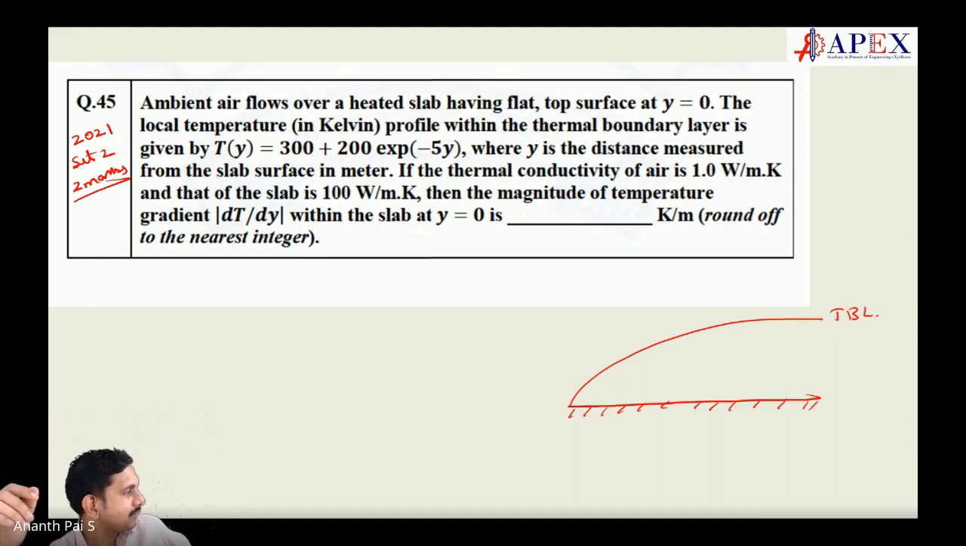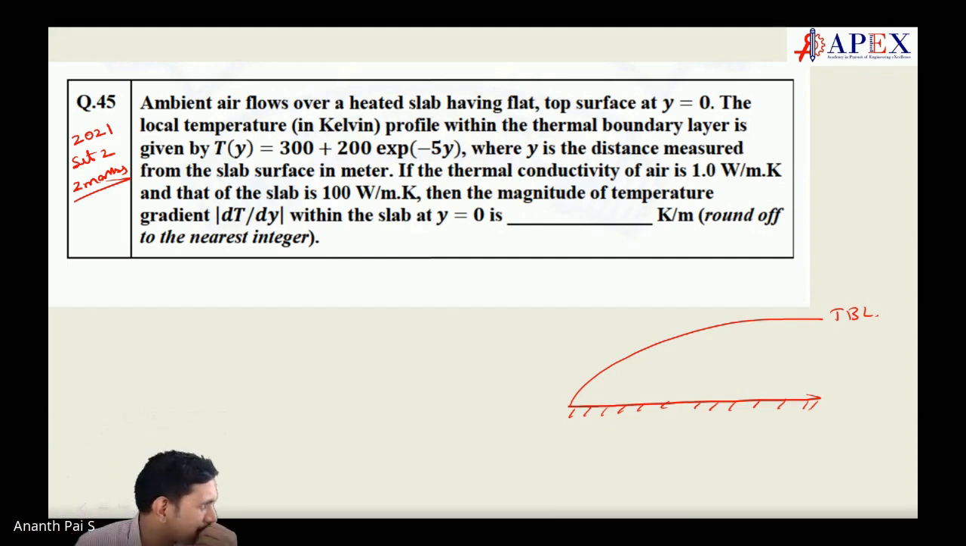Why? Q is minus Ka into dt by dy. T is given with respect to y. Differentiate, get the answer. Complicated looking, easy problem.